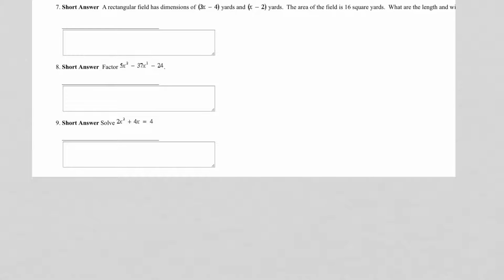Okay, look at number 7. It says a rectangular field has dimensions 3x minus 4 yards and x minus 2 yards. So here's what I'm going to do. I'm going to draw a rectangle, although you have one already there. 3x minus 4.